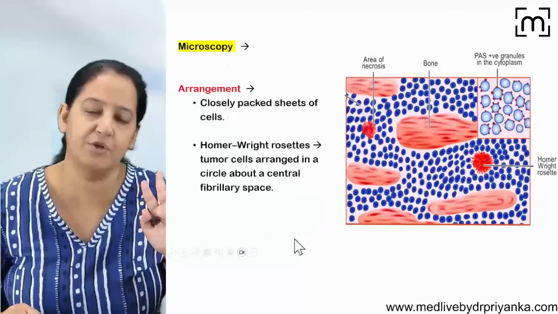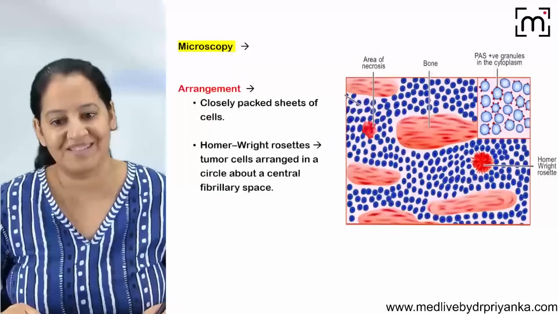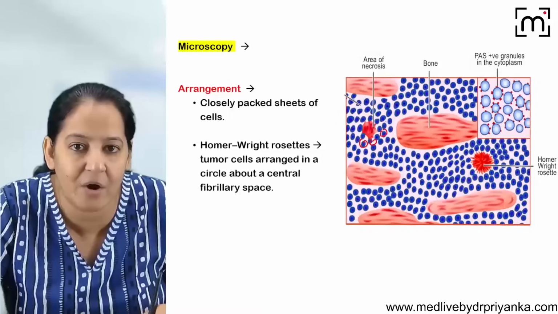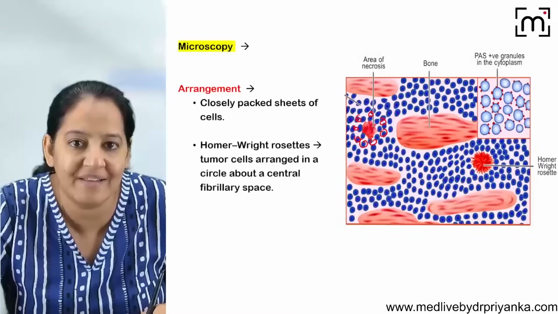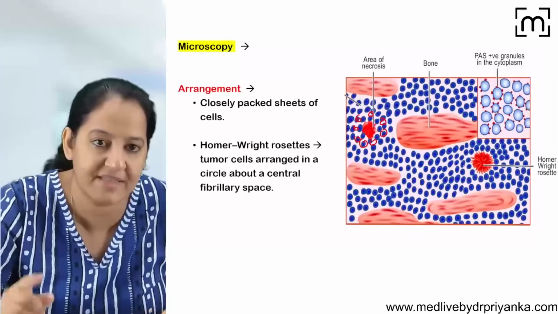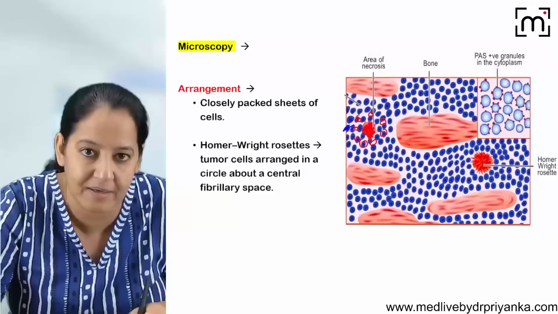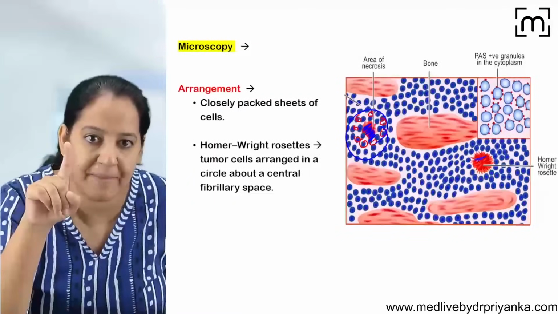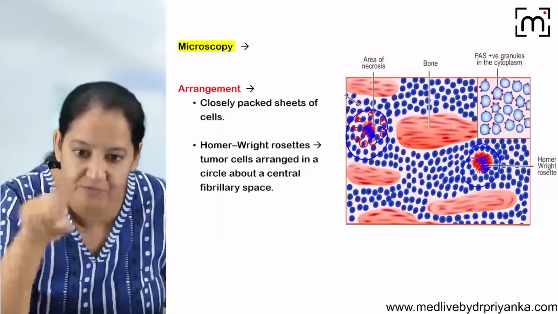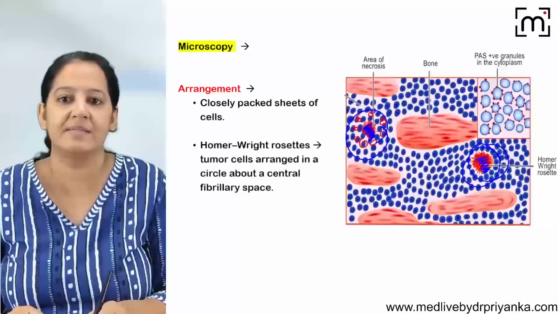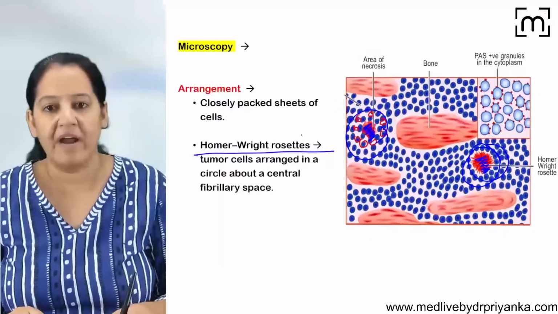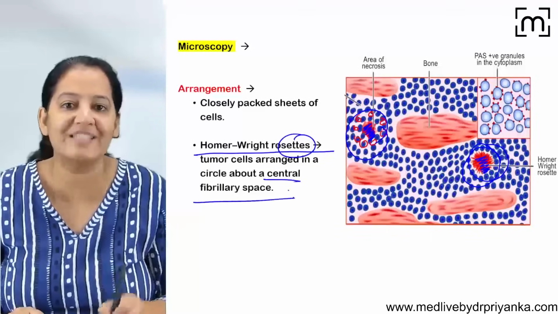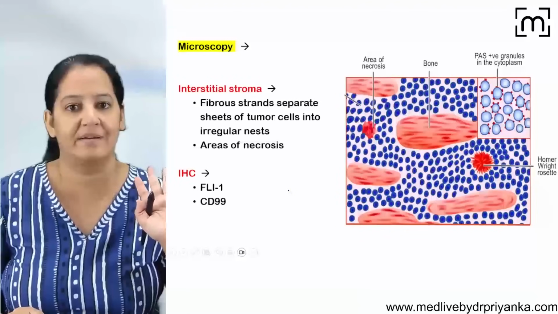So that is the description of the tumor cells you have to learn. Now tell me the arrangement of the tumor cells, how they are arranged. The tumor cells are arranged in the form of a circle. They are arranged around something. In the center, there is a pink color fibrillary material, around which tumor cells are arranged forming a circle. So these are known as rosettes. These are known as Homer-Wright rosettes. Homer-Wright rosettes means tumor cells are arranged in a circular pattern with a central fibrillary space between them.